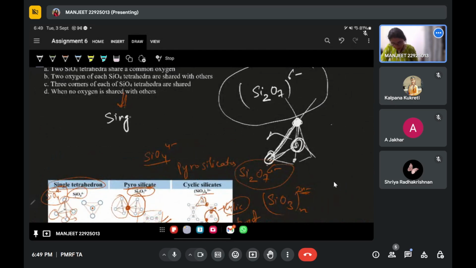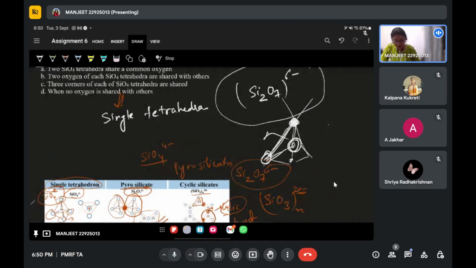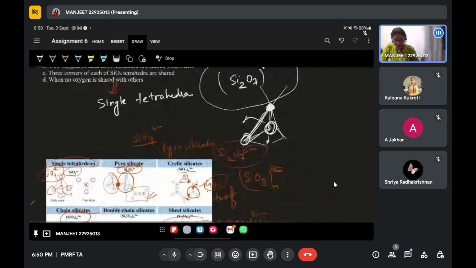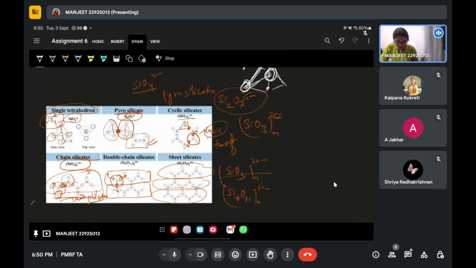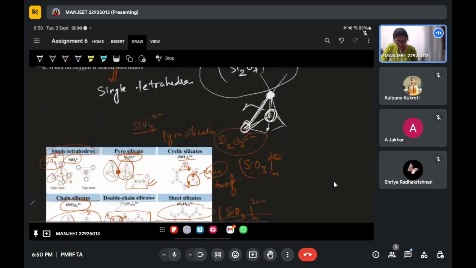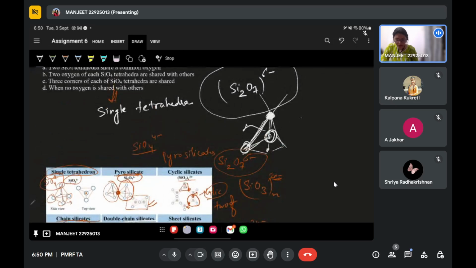single tetrahedron. When three corners of each SiO4 tetrahedra are shared, so three oxygens, now the three oxygens, if you see, are shared in the double silicate or in the sheet-like structure. So in them the three corners of each silicate tetrahedra are shared.